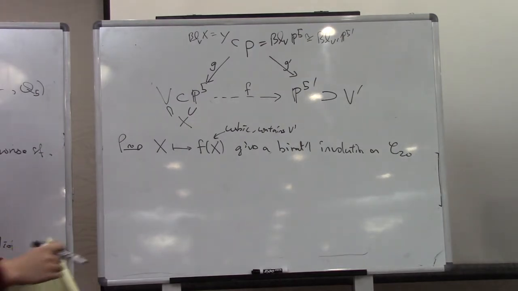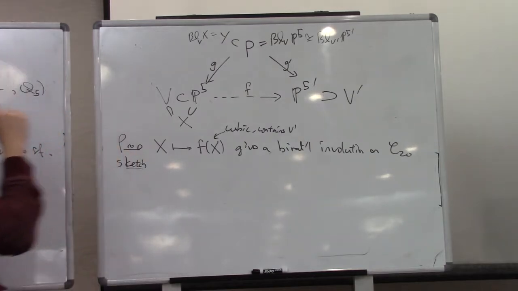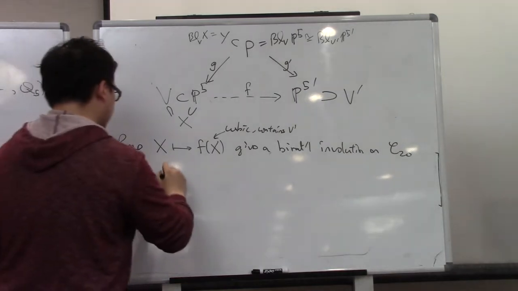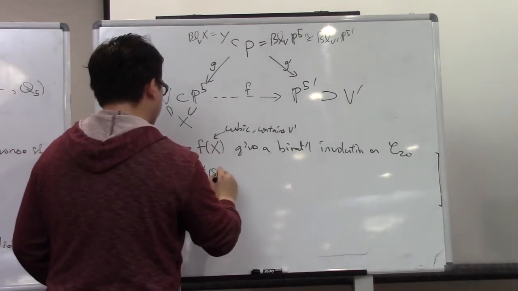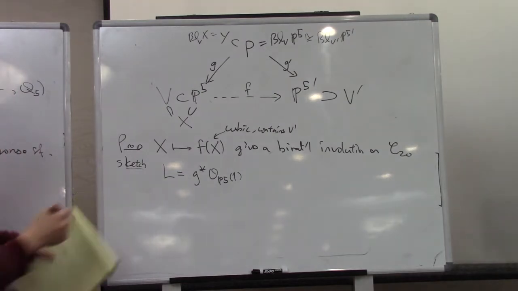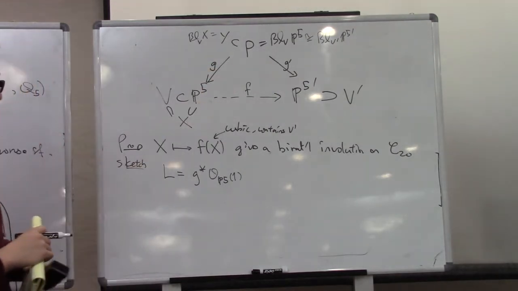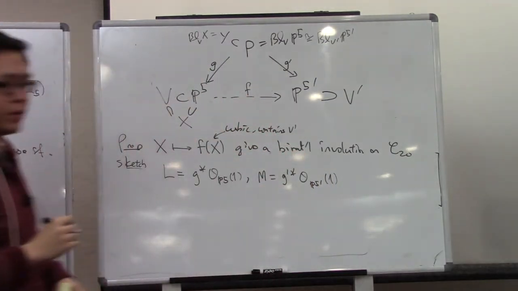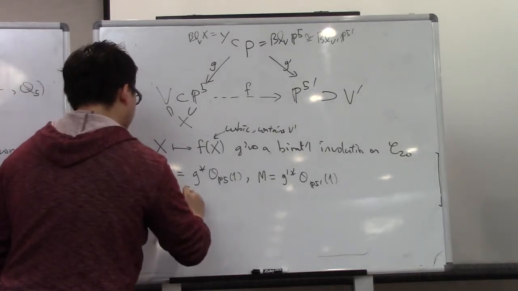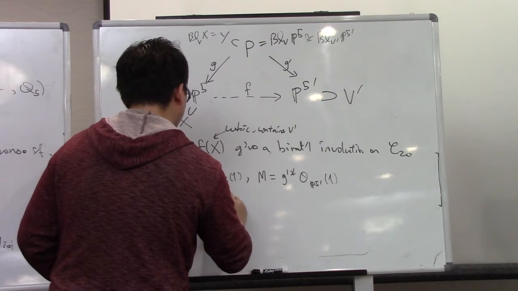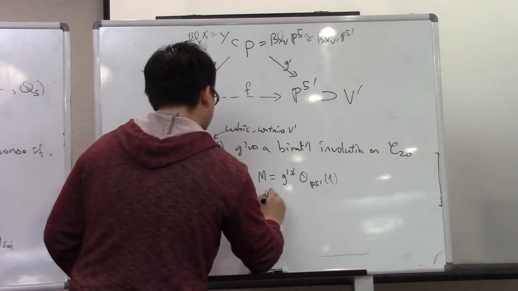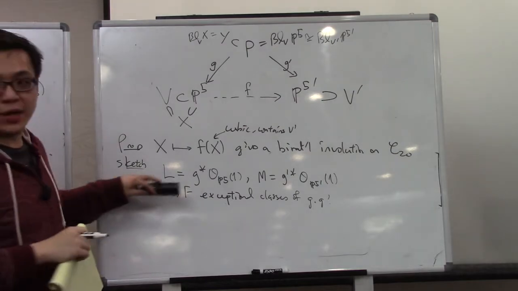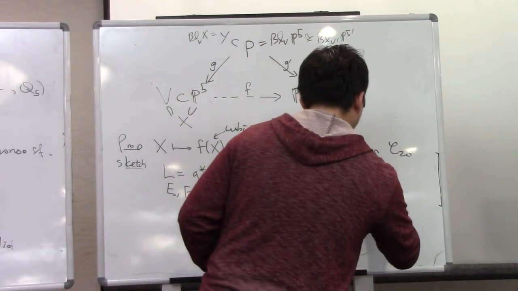Okay, let me sketch the proof. We let L be the pullback of O(1) on P5 through G. So L is an element in the Picard group of P. Let M be the pullback of O(1) on P5 prime, and we let E and F be the exceptional classes of the blow-ups G and G prime. Now let's look at some relations between these classes. These are all in the Picard group of P.